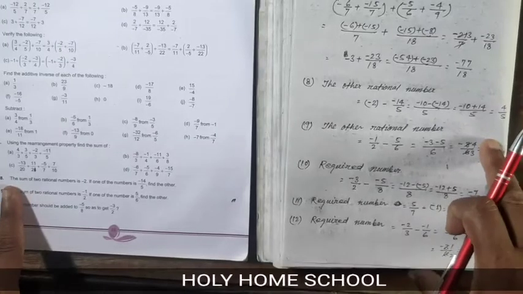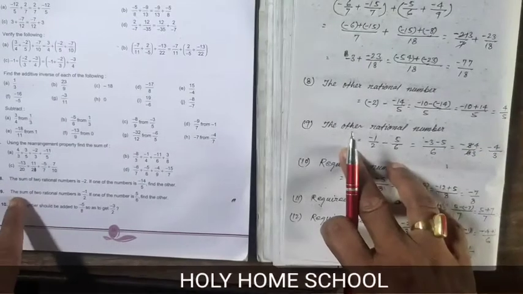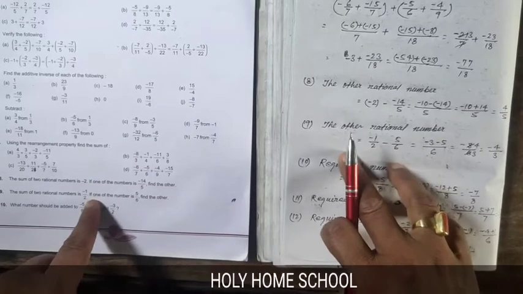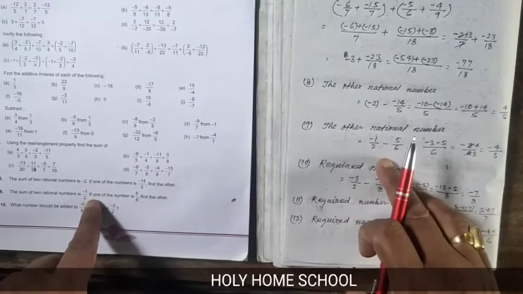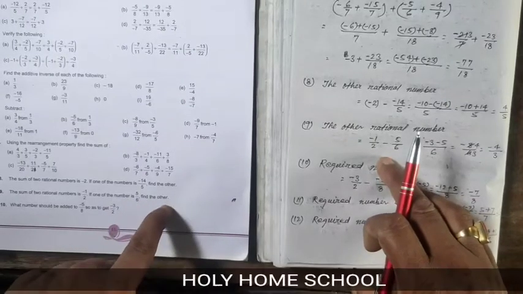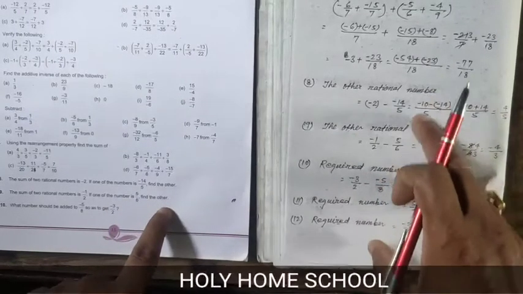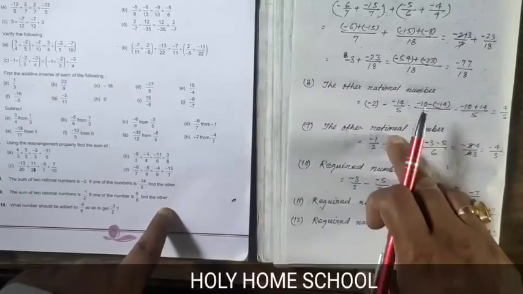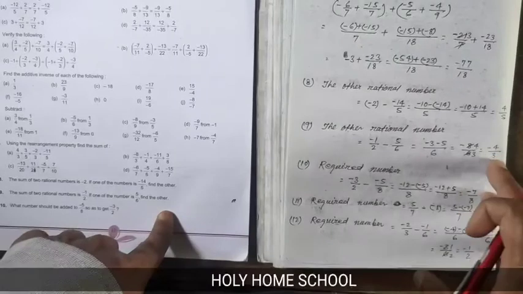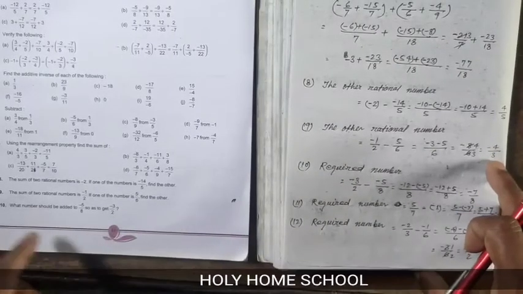Question number 9. The sum of two rational numbers is minus 1 by 2. If one of the numbers is 5 by 6, find the other. In the same process, we can find the other number, which will be minus 4 by 3.